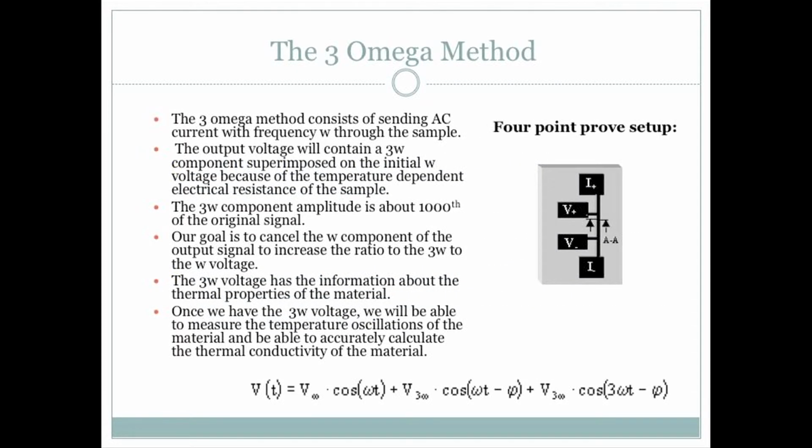The 3 omega method consists of sending an AC current with a frequency omega to the sample. The output voltage will contain a 3 omega component superimposed on the initial omega voltage because of the temperature-dependent electrical resistance of the sample. The 3 omega component amplitude is about 1,000th of the original signal. Our goal is to cancel the omega component of the output signal to increase the ratio of the 3 omega to the omega voltage. The 3 omega voltage has the information about thermal properties of the material.